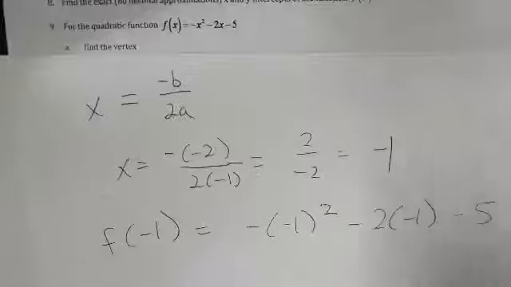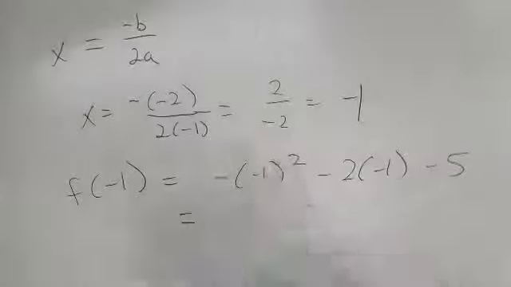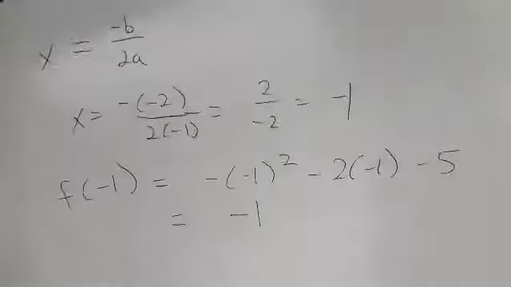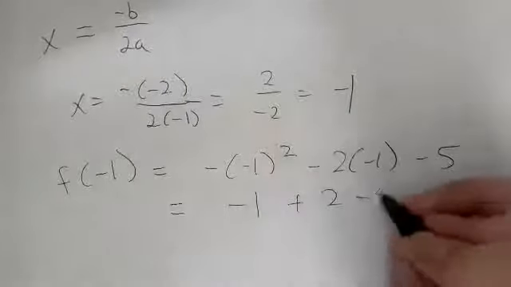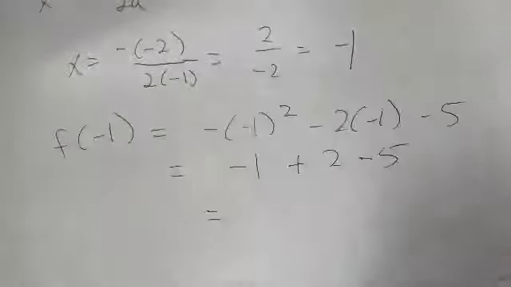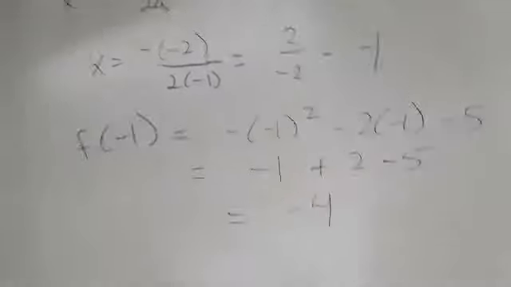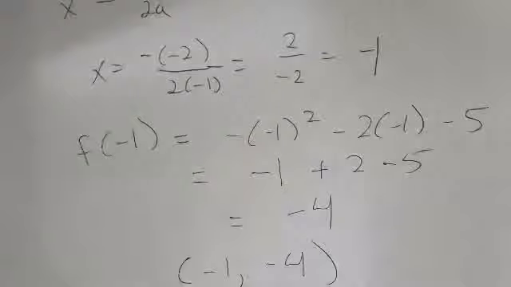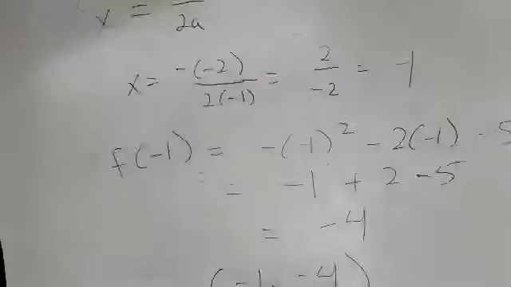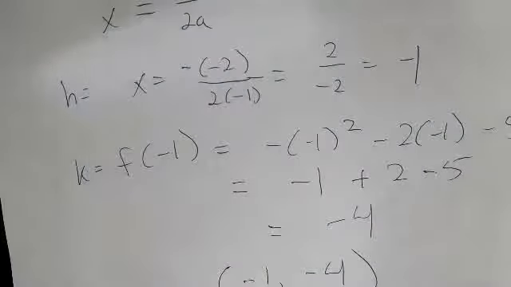Let's do this correctly with the negative signs. There are 3 negative signs. Overall, this should be negative. When I square this thing, it becomes positive and I tack another negative on there. This should become +2 and a -5. What is this? -6 + 2 is -4. Does that seem right? And so if I want to know what my vertex is here, it is (-1, -4). I put those two things together, my x-coordinate and my y-coordinate. We call this h and this k sometimes, right? Those were the specific points.